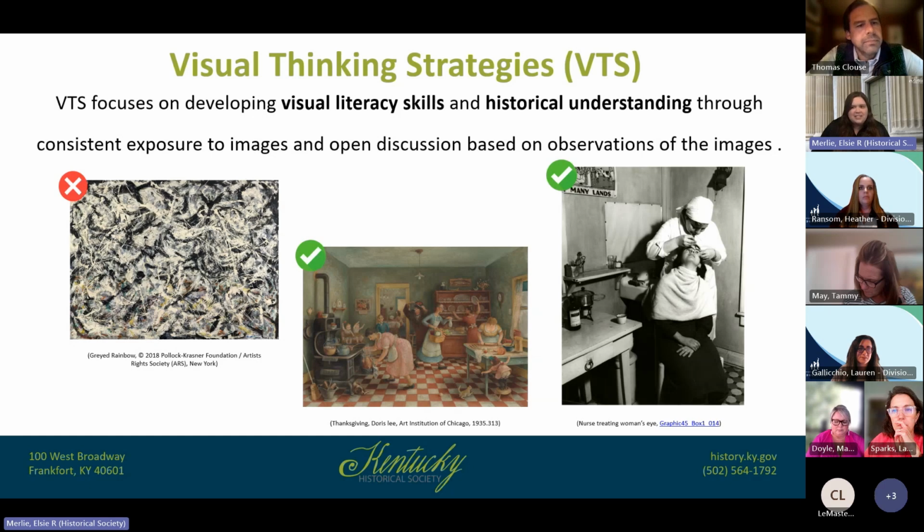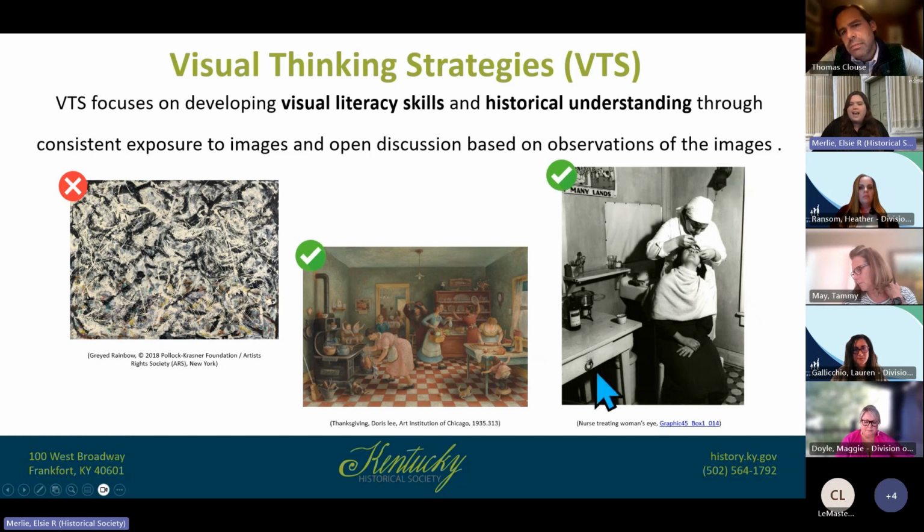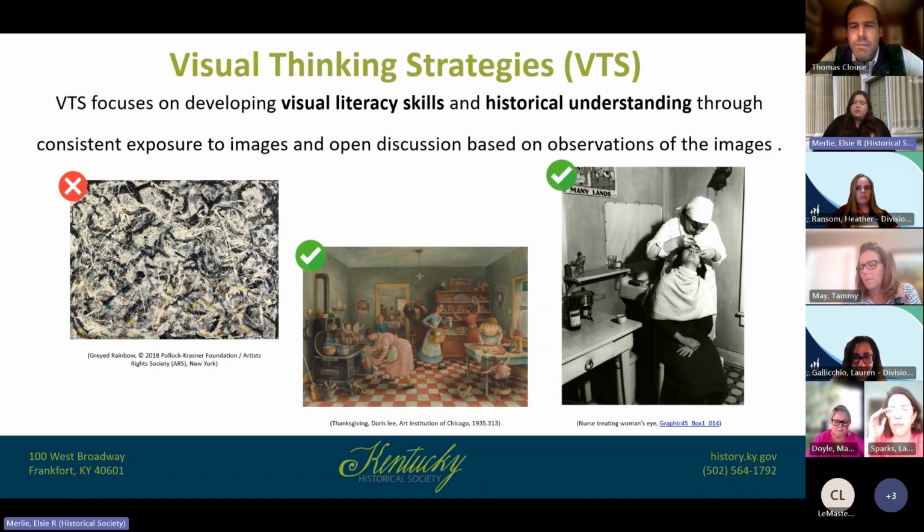They might have a little brother or sister. They're able to make those connections and pull out specific things from the image. Over here, all the way on the right, we have another photo from our KHS collection that would be great for a VTS session. This photo shows a nurse treating a woman's eye. She's actually a part of the Frontier Nursing Initiative, and observers and students alike would be able to notice many differences in this photograph from what they know that nurses look like and do today versus what's depicted in this photograph.